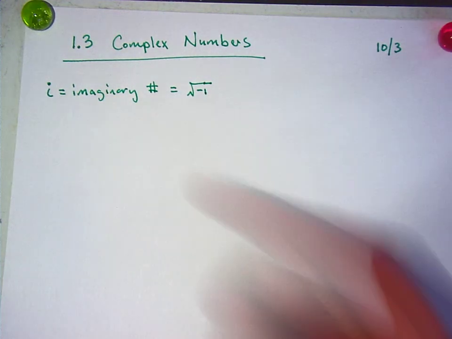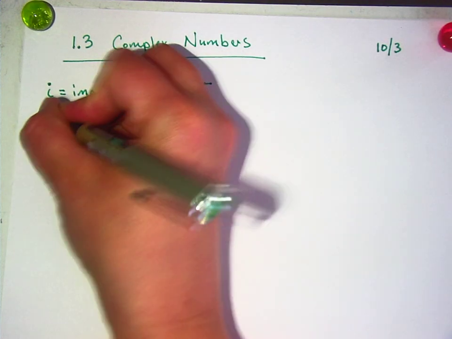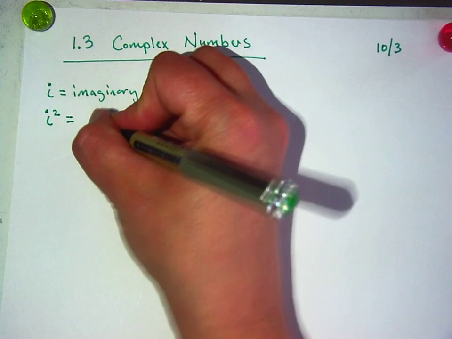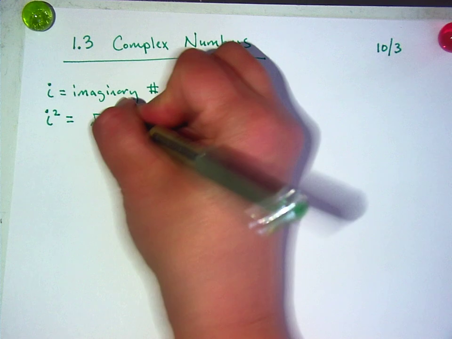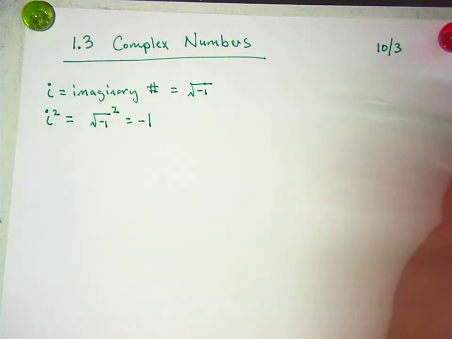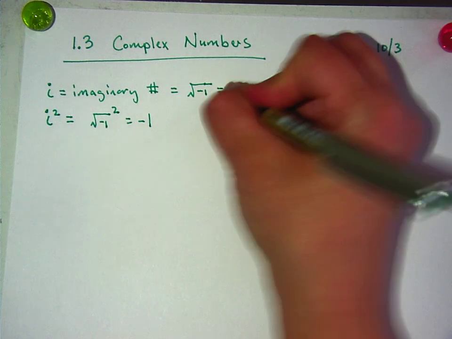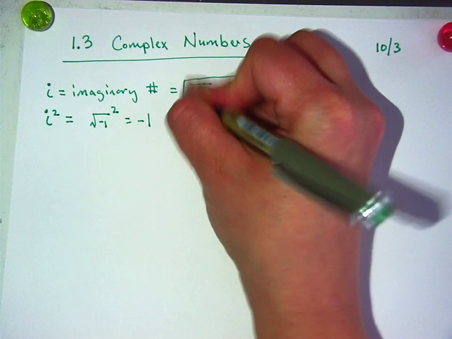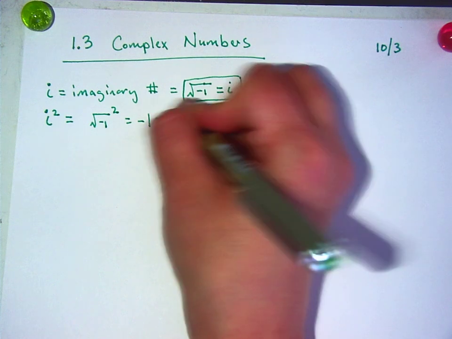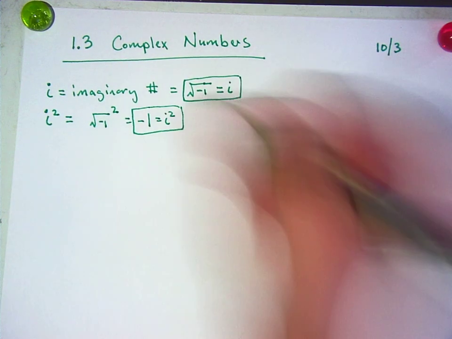And if i is equal to the square root of -1, what's i squared? Because it's the square root of -1 squared, which is -1. So I'm going to rewrite that over here and put a box around it so that you can easily see it when you look at your homework.